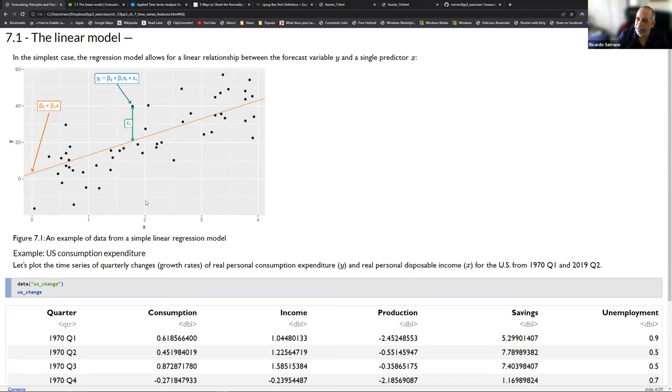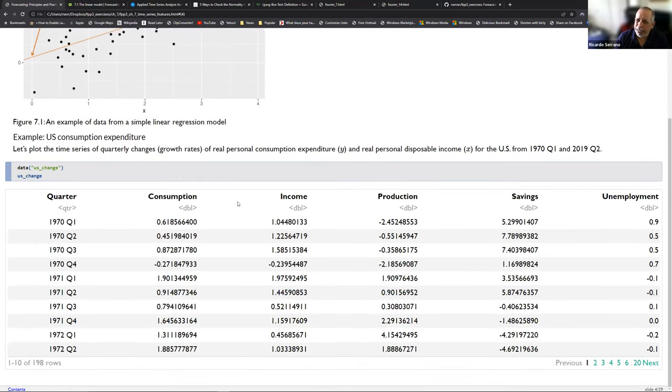The beta naught is that constant, the intercept, which would be around here. And then you get that linear function to predict Y values. All right, so the example that the book gives us is an example of US consumption expenditure.